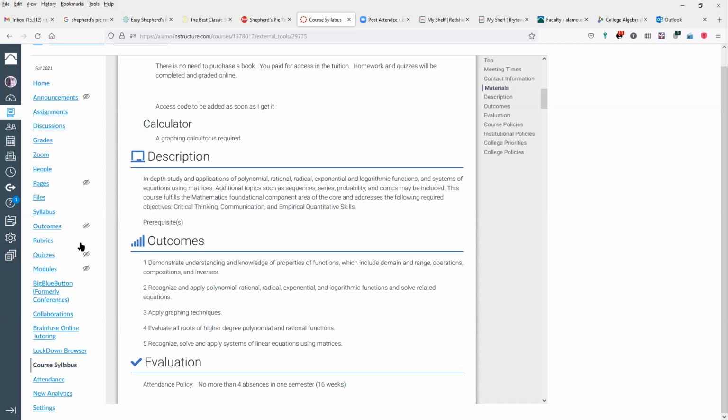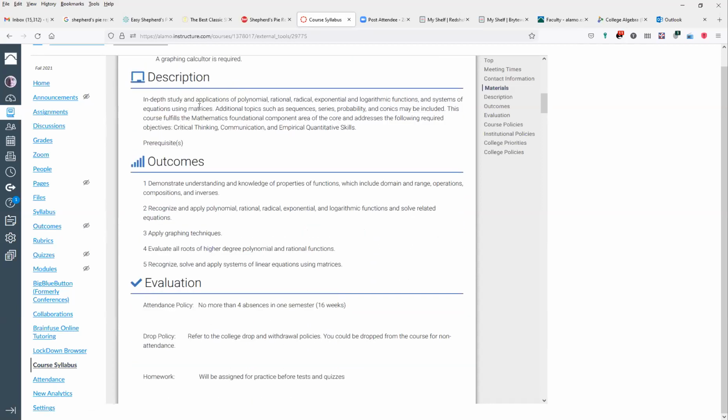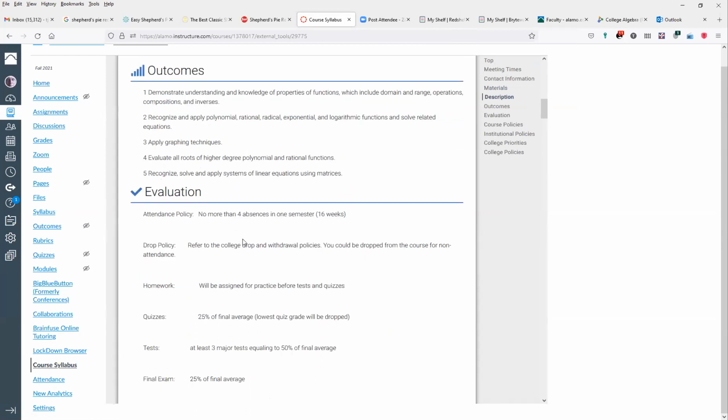Okay. This is just a brief description of the class, and these are the general outcomes that we have to meet in this course.